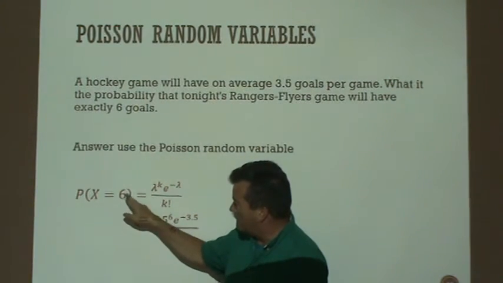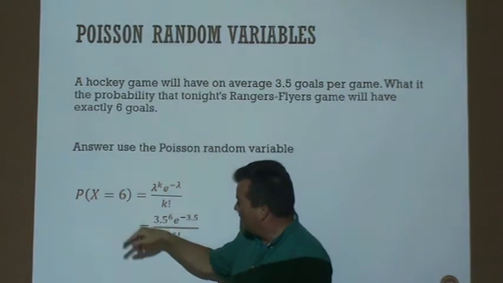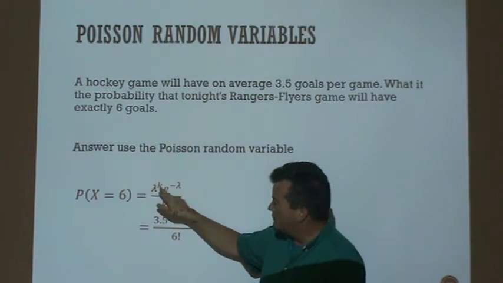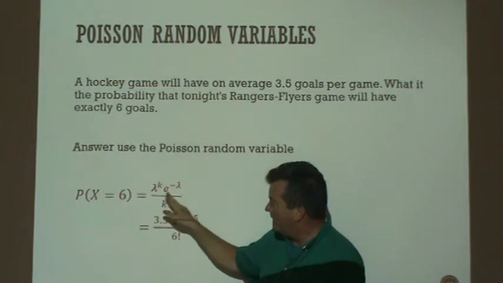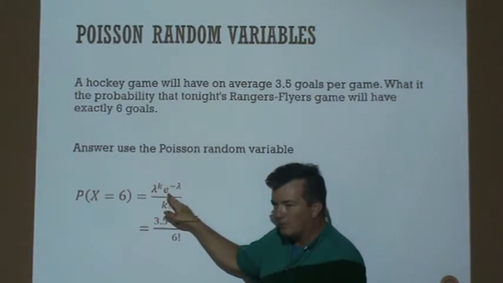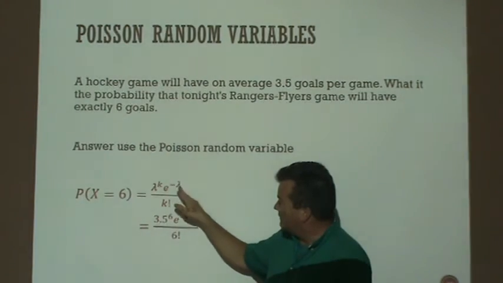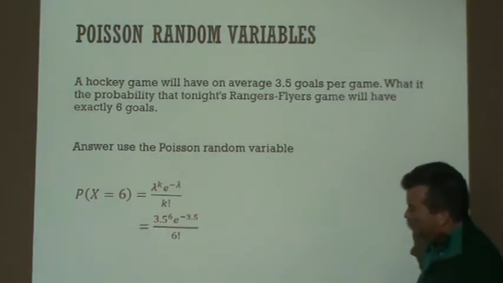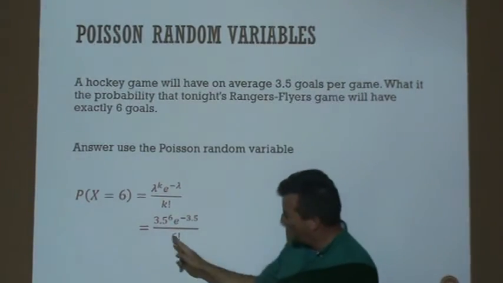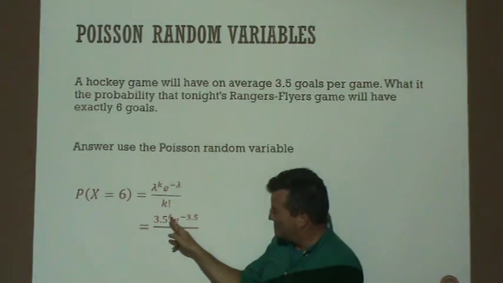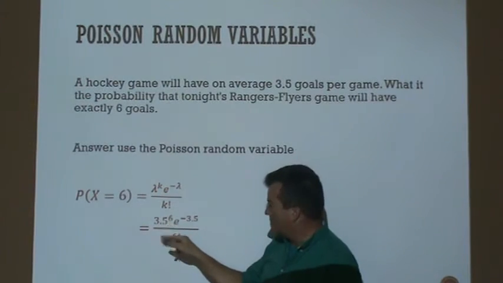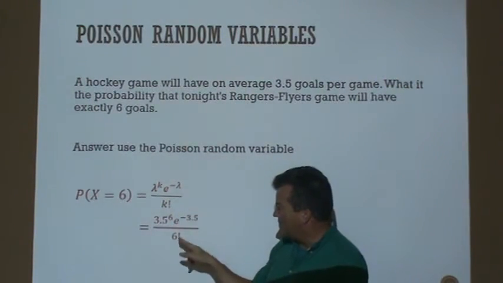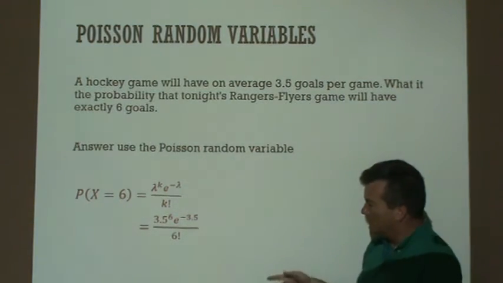You just say, what is the probability we'll have 6 tonight? And the formula basically says, take the average, raise that to the number you're looking for, and then take the number e, which is Euler's constant, raise that to the minus average, and then divide that by the score you're looking for, factorial. So 3.5 is the average raised to the 6th, the number of goals we're trying to figure out the probability of, times e to the minus average, divided by the number of goals we're looking for, factorial.